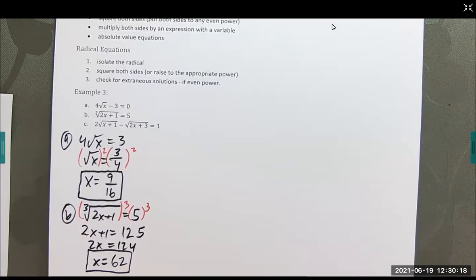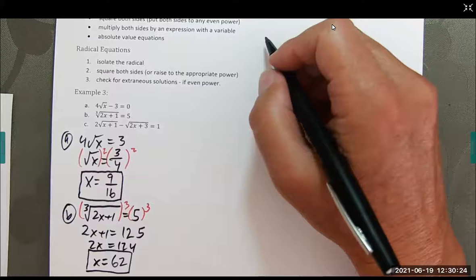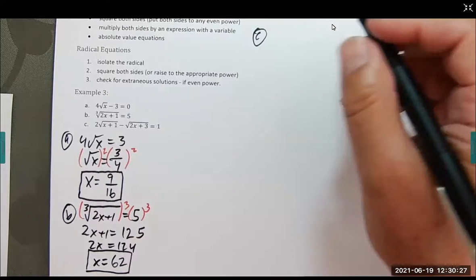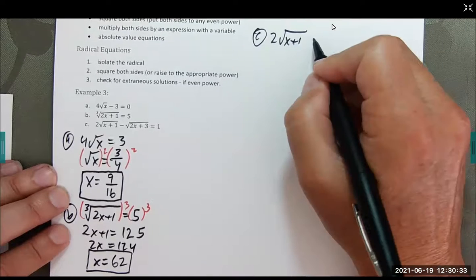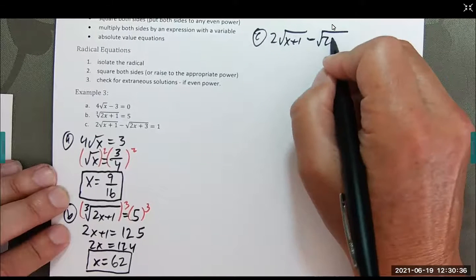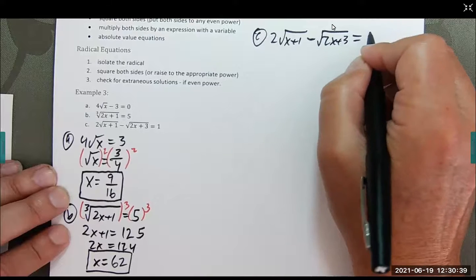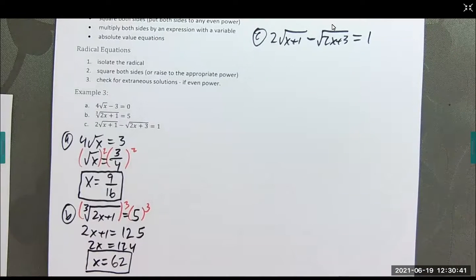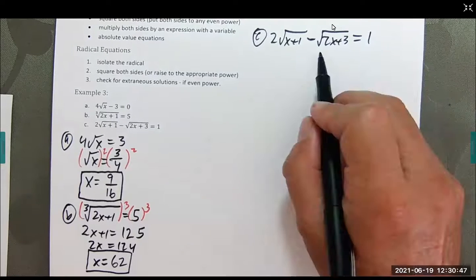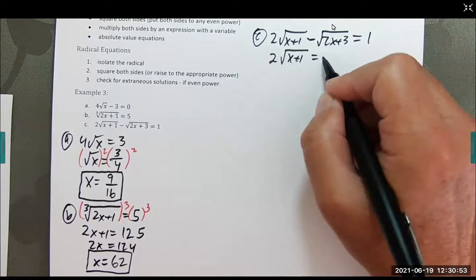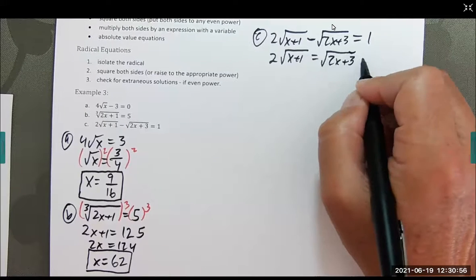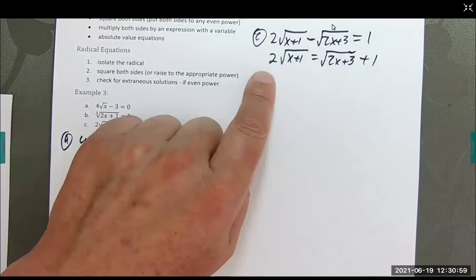All right. Part C is long. Let's see how far I can start this one. C. Well, the first thing it says is to isolate a variable or a radical. So I'm going to go ahead and add that to the other side. And even though there's a 2 there, I'm going to go ahead and square both sides now.